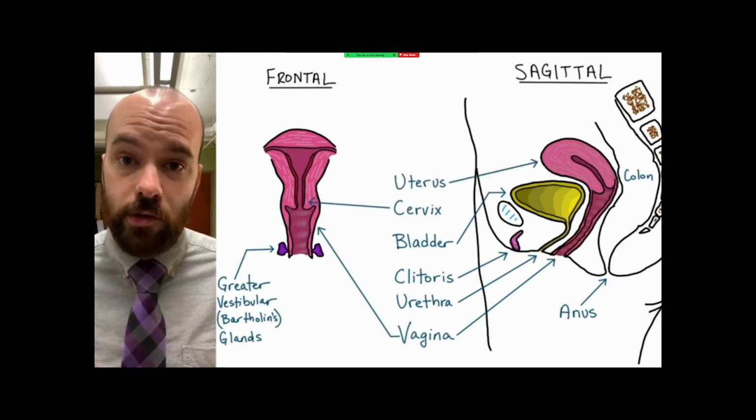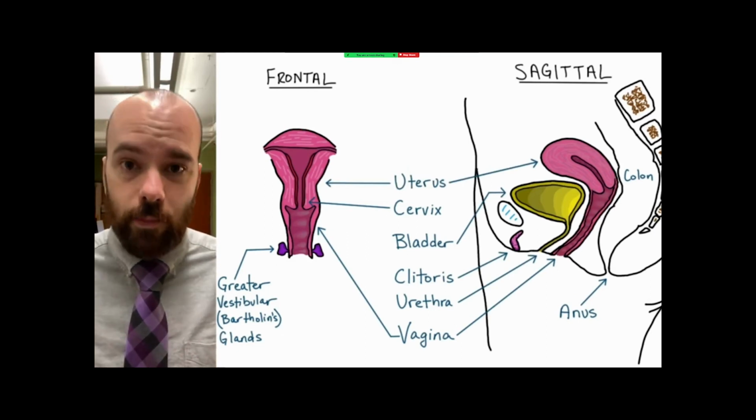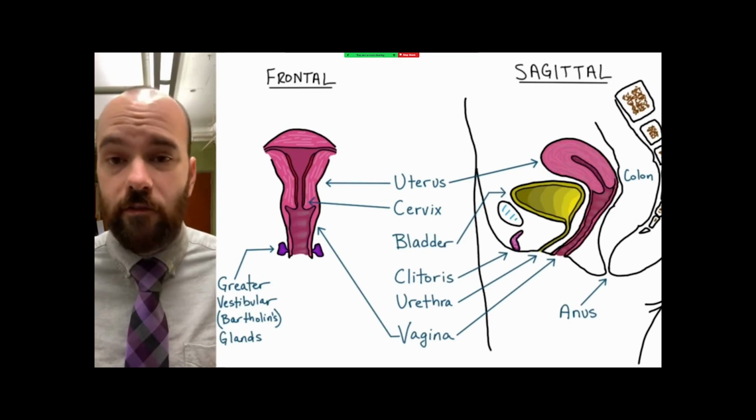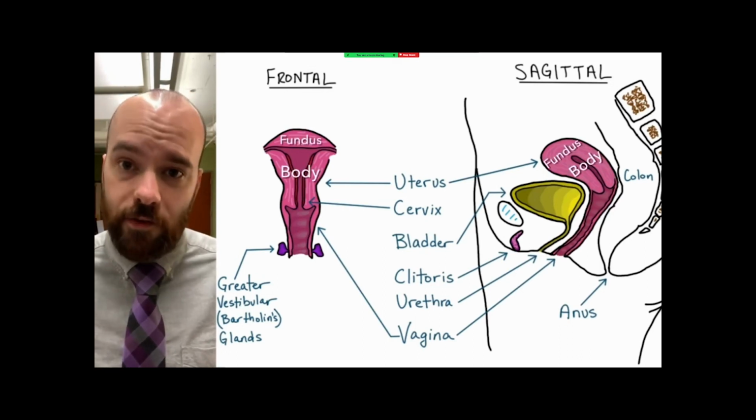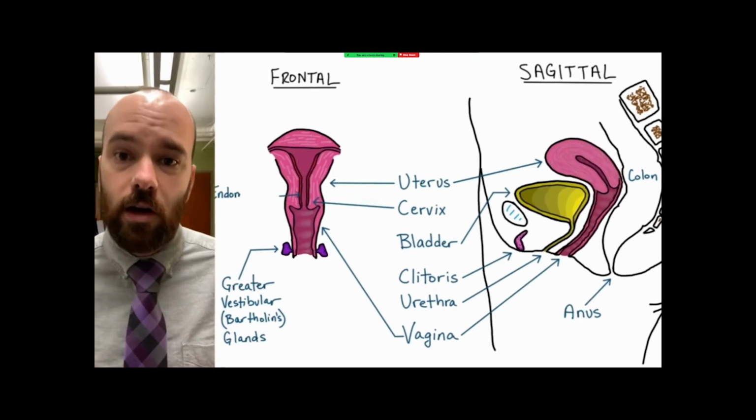Now here we have the uterus. The uterus is going to be the site of development of an embryo and then a fetus during a pregnancy. Now there's different parts of the uterus. We have the fundus, we have the body of the uterus, and then the cervix of the uterus. And this internal part, or the inside lining of the uterus, is called the endometrium.